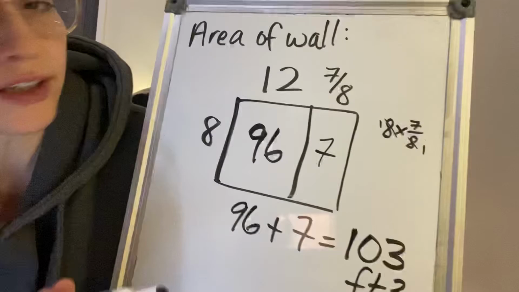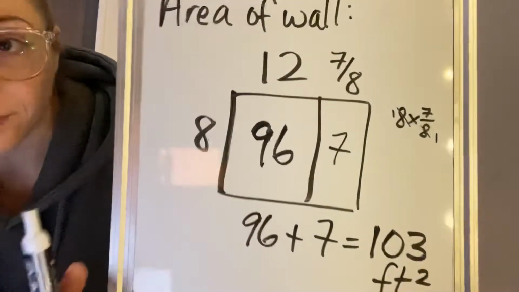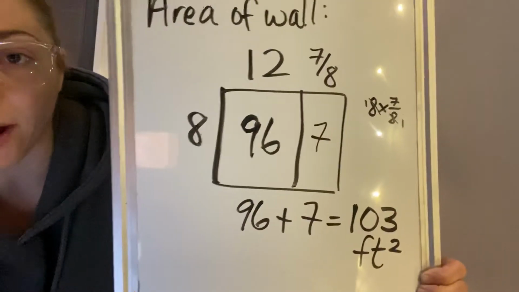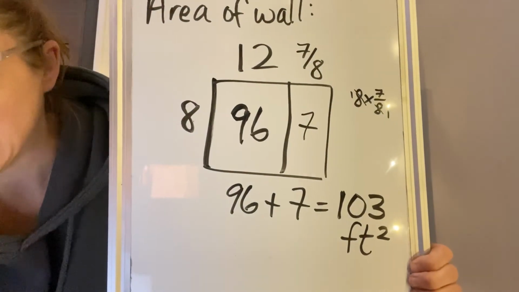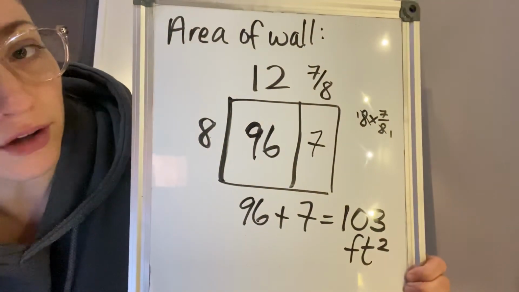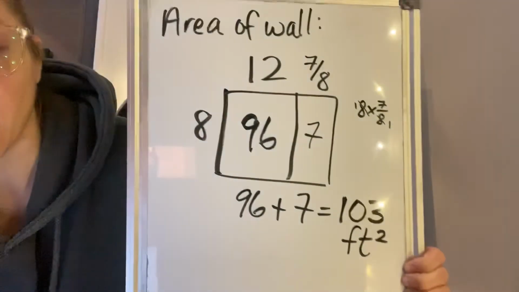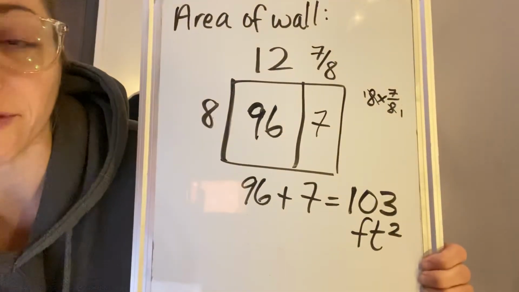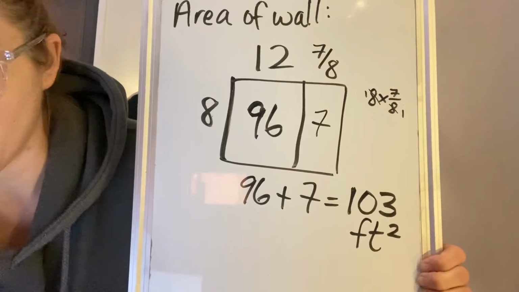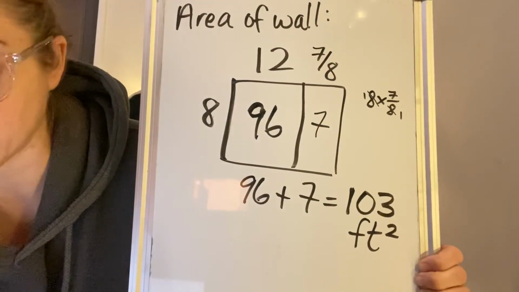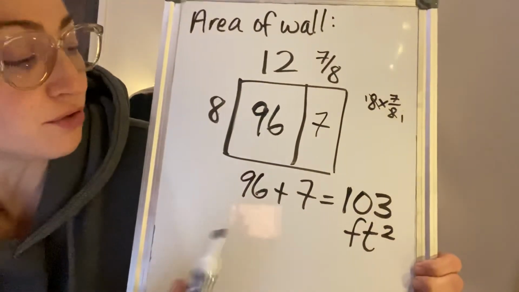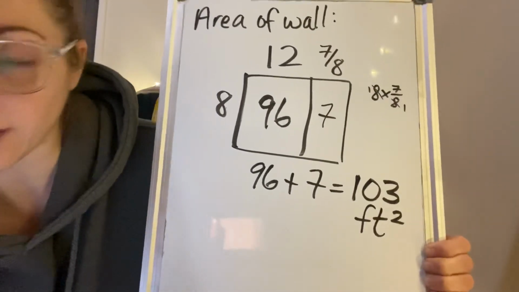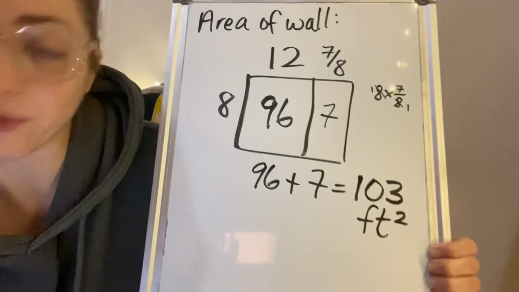So now that we calculated the area for the wall, check your work, make sure you have this. We calculated the area of the wall using area model. I want you to do the exact same thing for calculating the area for one window. And we are going to go over that in just a second. So use area model, calculate the area for one window, and we're going to go over it.